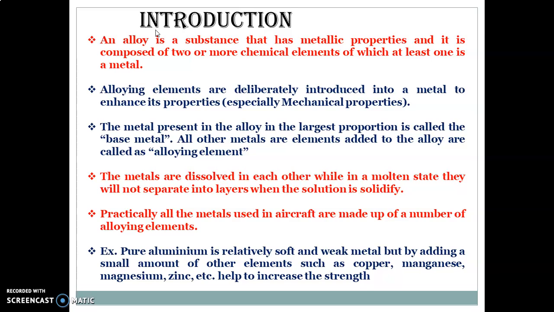Here we can take the example of pure aluminum, which is relatively soft. If we take 99.999% pure aluminum, then it is a soft and weak metal. But if we add copper, manganese, magnesium, zinc, etc. in small amounts, then it becomes a harder, stronger phase. Whatever exact properties we are expecting, we can get that particular phase by adding different alloying elements. So it increases the strength.